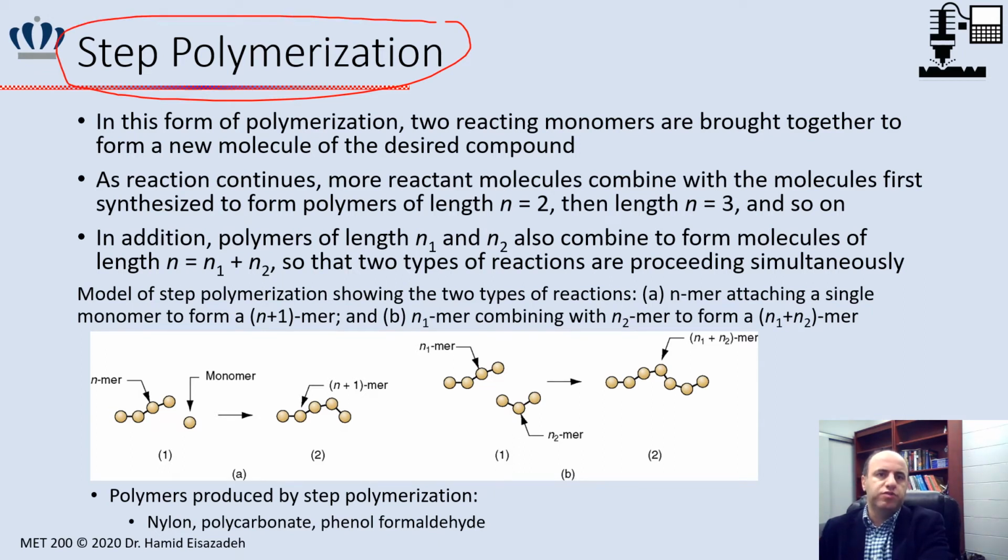The second process, as we said, is step polymerization or condensation. In this process, we have actually two reactions. In the first reaction, we have a monomer, a single molecule, and then we have a chain of molecules. This one is an N-mer, so the number N represents the number of molecules in that chain. Here, so N is going to... let me erase this one.